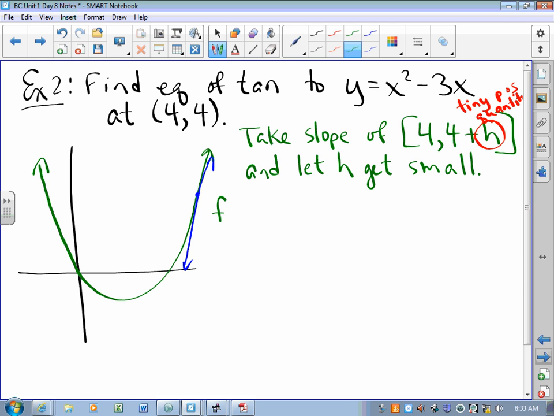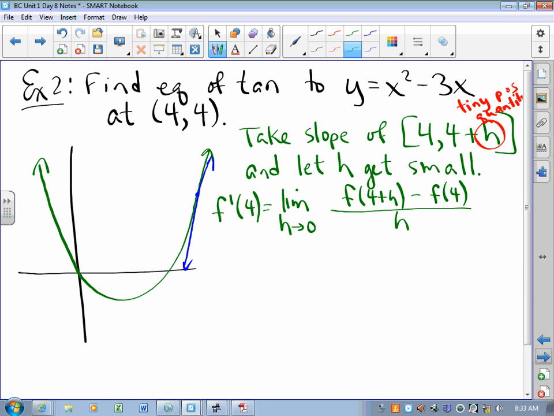And so here we go. f prime of 4 is the limit as h approaches 0 of f of 4 plus h minus f of 4 over h. h is the difference between the x values. Change in y on top, change in x on the bottom. And so now it's algebra to the rescue. What is f of 4 plus h? f of 4 plus h is what we get when we take 4 plus h and substitute it for each x value.